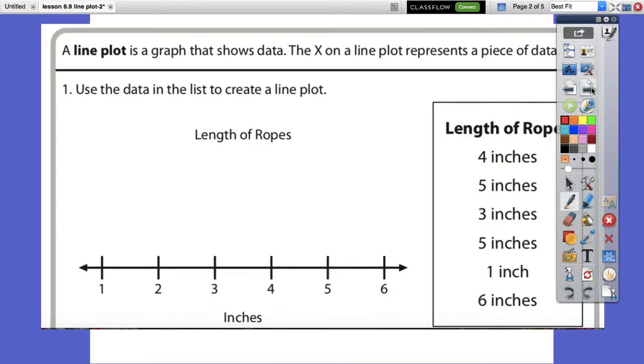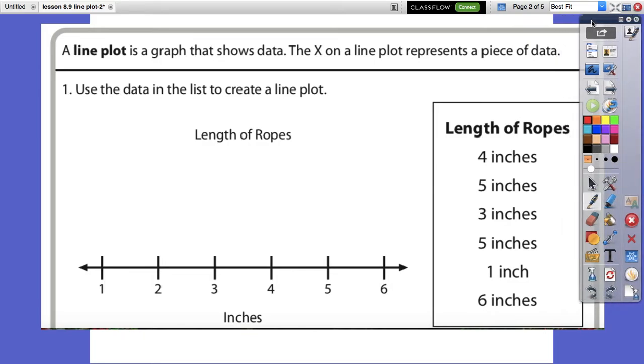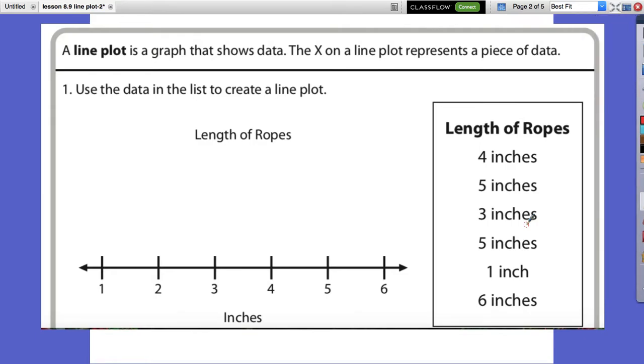So again, a line plot is a graph that shows data. The X on the line plot represents a piece of data. So again, we have our length of ropes, and this is our data. What we do is we look at each one and we go down to our number line and put an X above the number. So our first length of rope is 4 inches. I come down to here, I find 4 inches, and I'm going to put an X above the 4. This X represents one piece of rope that is 4 inches.